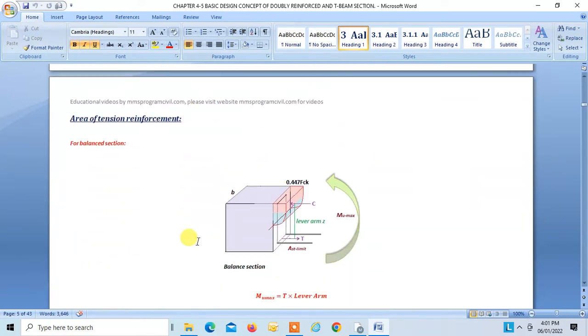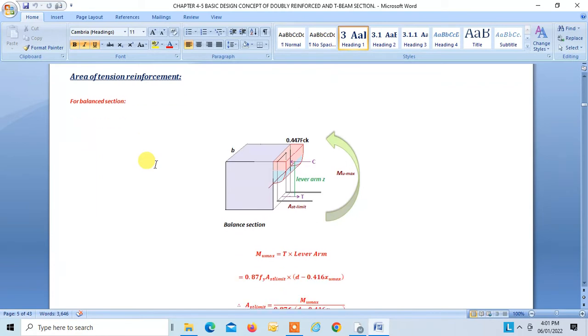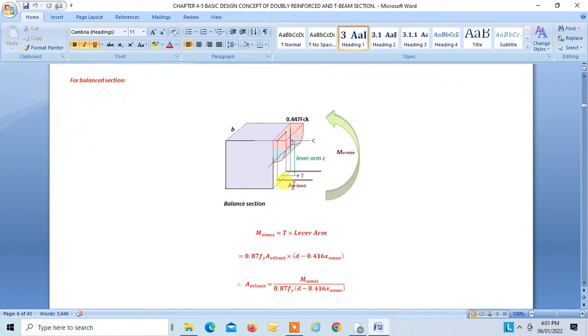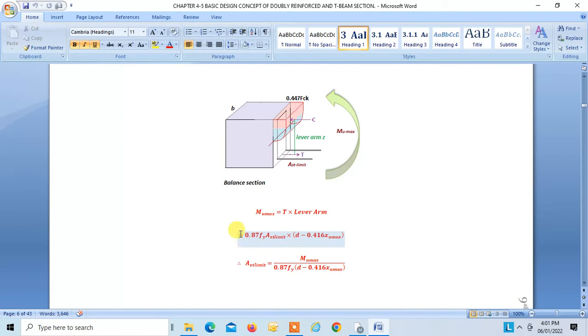Okay. Now area of tension reinforcement. So first for the balanced section, we will find Ast limit. Very simple. We know Mu limit is equal to T into the lever arm. We know T is 0.87 fy into Ast limit. We know the lever arm is d minus 0.416 xu max. Okay, so Mu limit, Mu max is equal to this much, right? So Ast limit you can say is Mu max divided by stress in steel into lever arm.